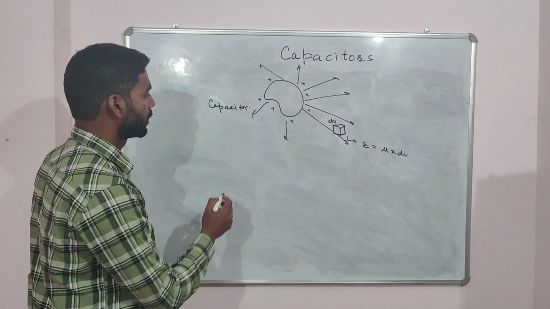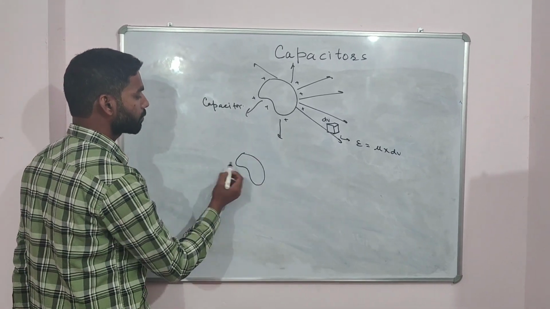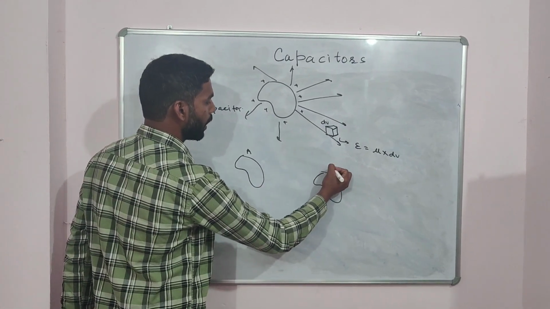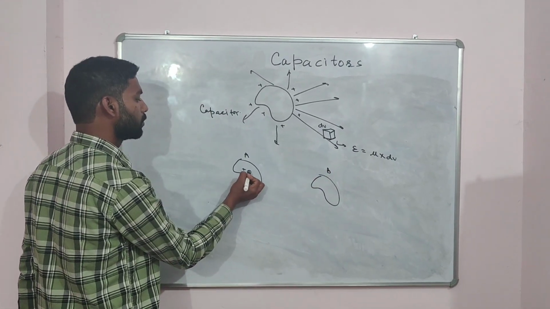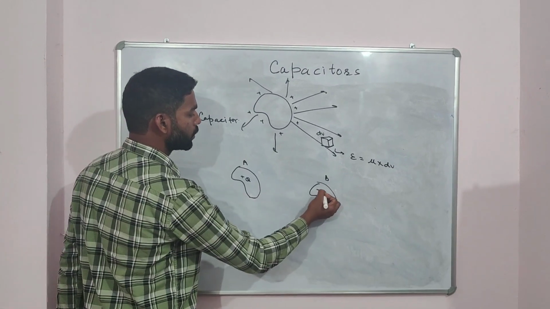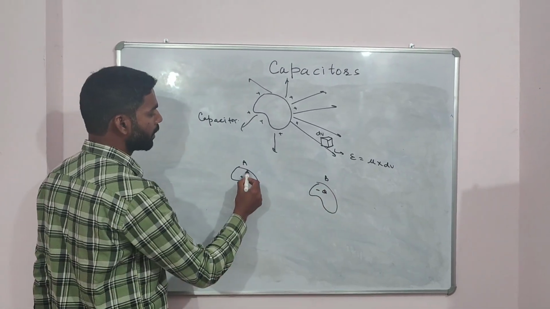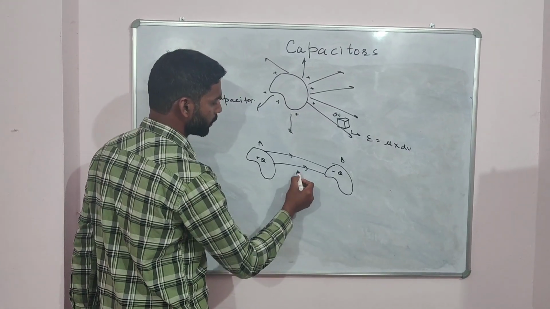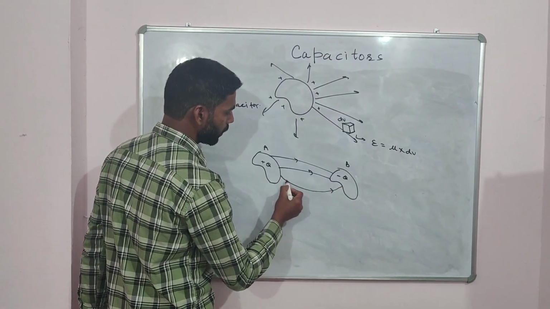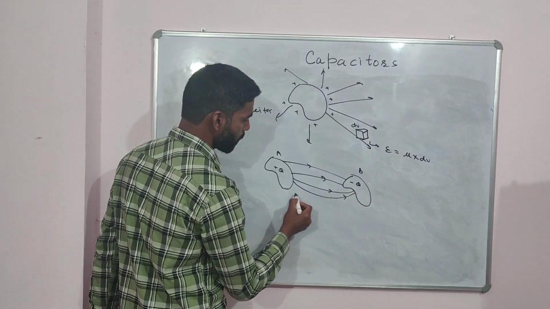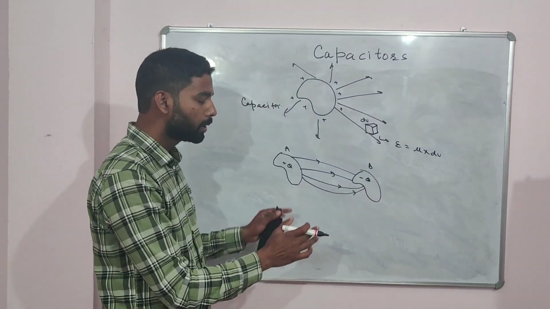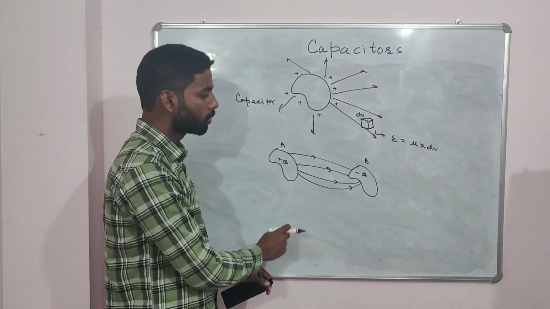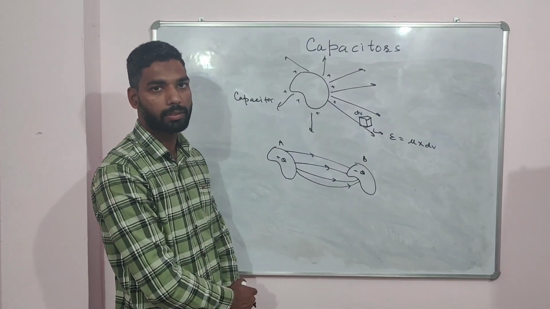Take another situation. If we have conductors, this one is A and this is B, and we have supplied charge plus Q to this one and minus Q to this one, there will exist field lines between them from positive charge to negative charge, like this, and in the region between them electrostatic energy will be stored. So this system behaves as a capacitor.